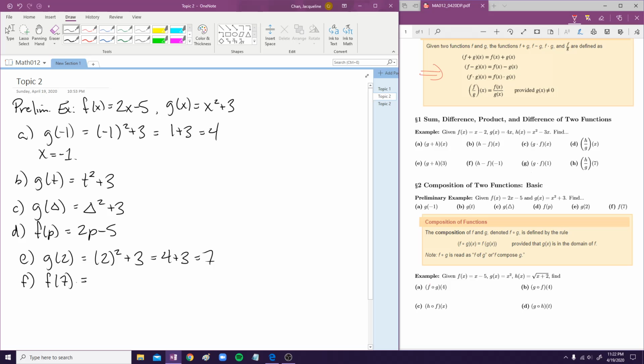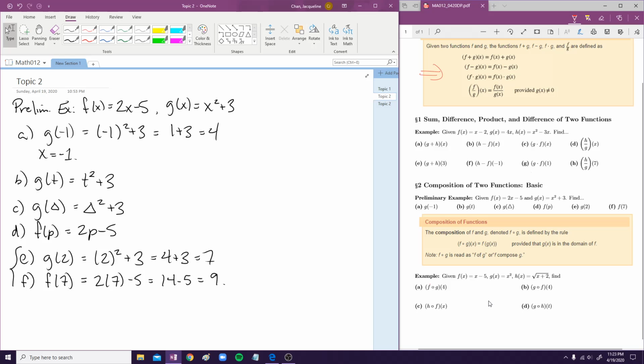And then the last of our preliminary examples, we want to find f of 7. So wherever I see an x, I'm going to plug in 7. So I have 2 times 7 minus 5. This is 14 minus 5, which is equal to 9. And guess what, guys? With these last two examples, we just did a composition of functions.